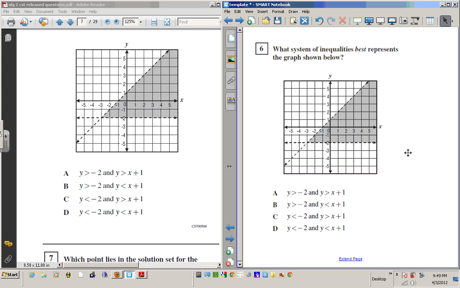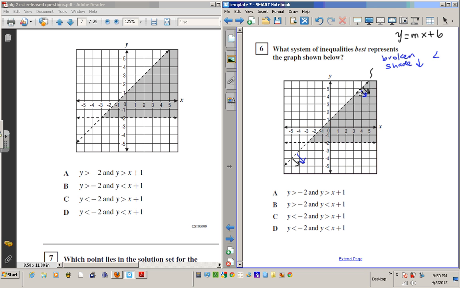We'll use this graph to generate 2 equations, and then we'll see which one matches with it. Now for this equation right here, this is a slanted line. I'm going to use the equation y equals mx plus b as our guide. Since the line is broken and the shading points downwards, what does that mean? That means it's going to be a less than inequality.